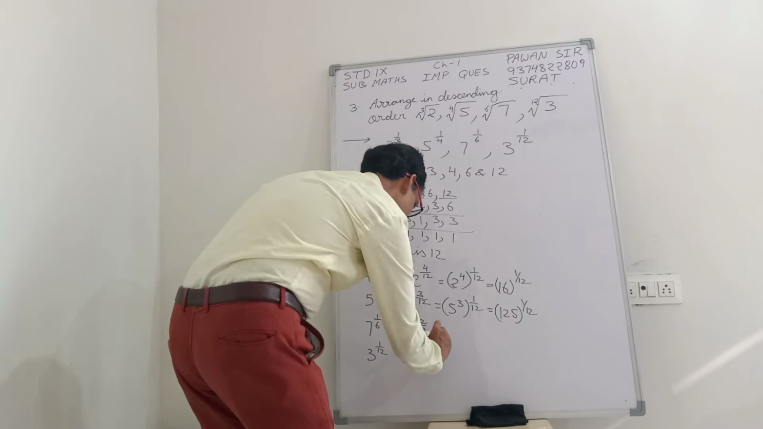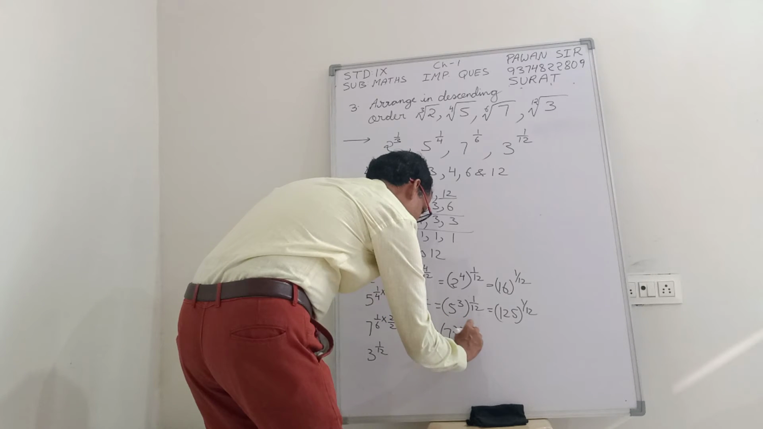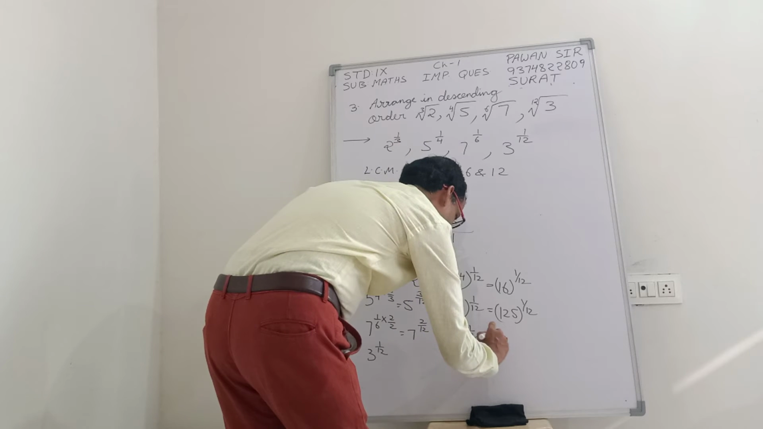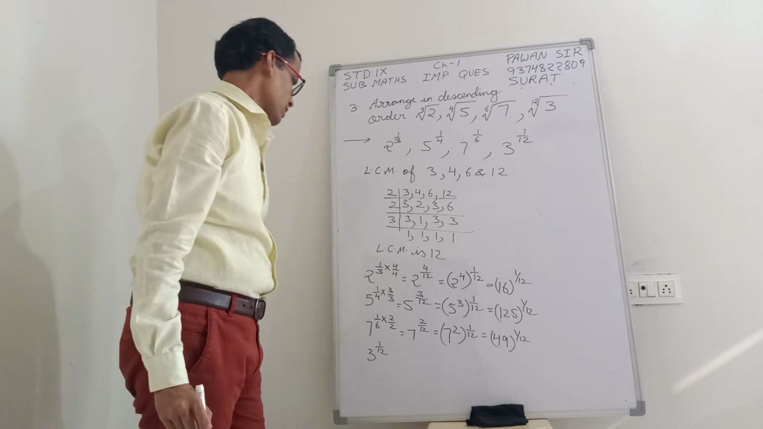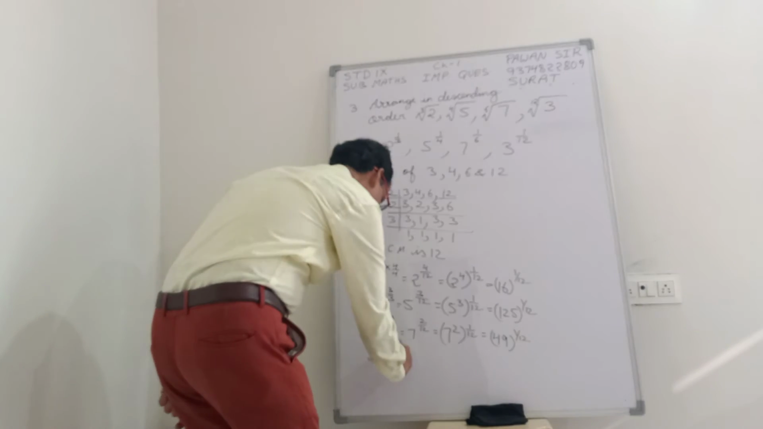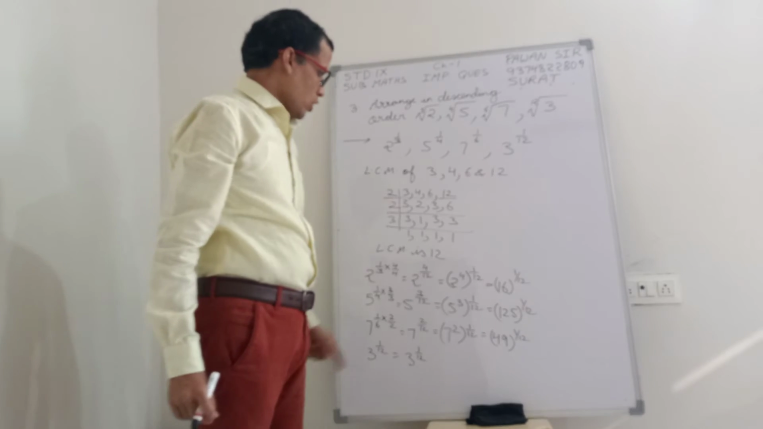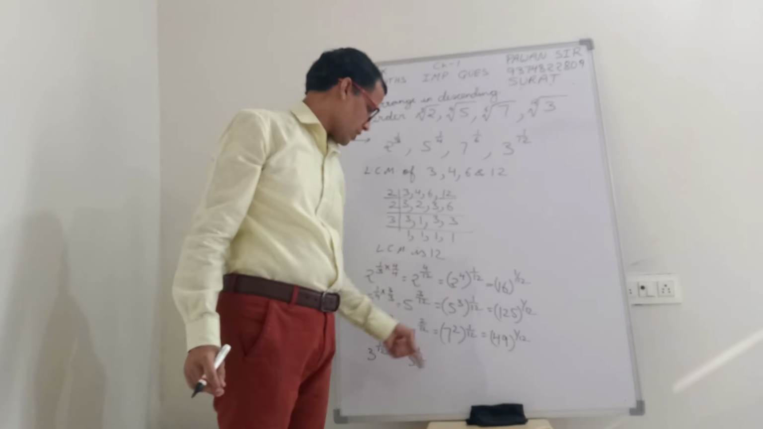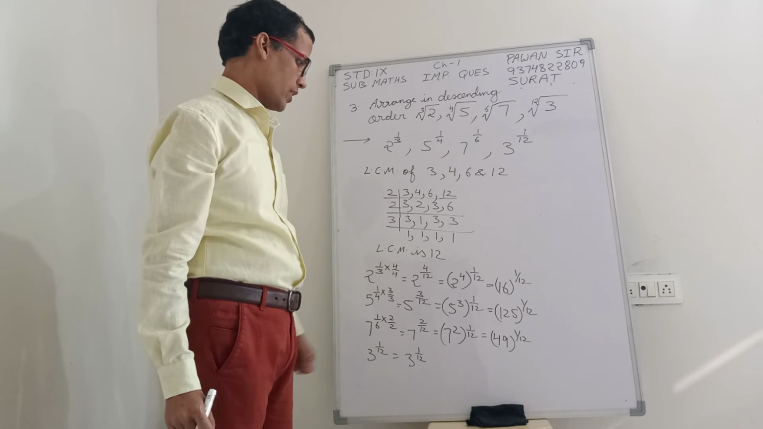This is your 7 square, power 1 by 12. So this becomes 49 power 1 by 12. 3 power 1 by 12, no need to do anything. Now see, in all these numbers, the power is same. The power is same. So now we can arrange these in descending order very easily.